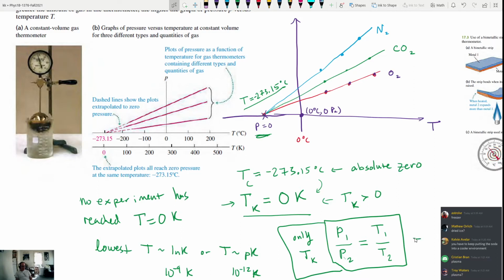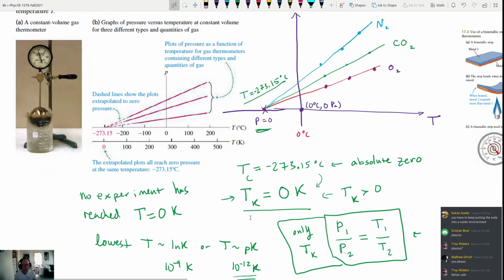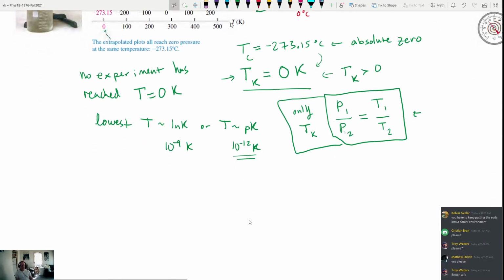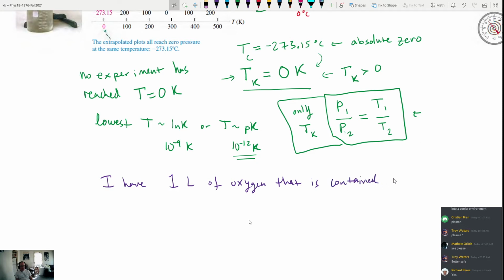Should I do an example of what I mean here so that it's clear? Okay. So let's say that we have 1 liter of oxygen that is contained so it can't get out. And let's say that it's at atmospheric pressure, so its pressure P1 is equal to atmospheric pressure, so 1 times 10 to the 5th pascals.